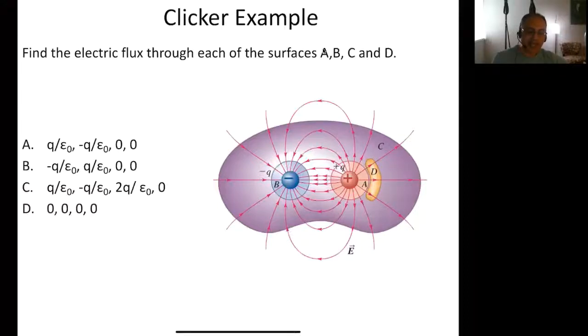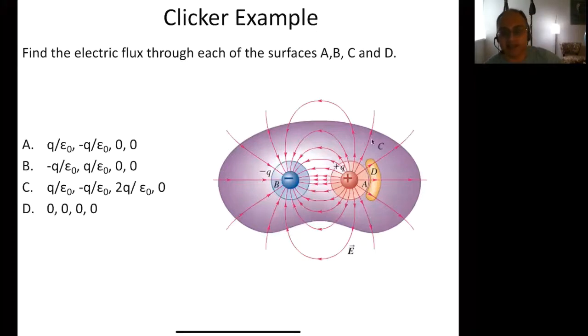So here I have a complicated charge distribution. In fact, I've got two charges, plus Q and minus Q, and they're surrounded by a variety of different surfaces, right? You have to find the flux through each of these surfaces, A, B, C, and D. So both of these charges are making up a rather complicated electric field, which is indicated by these field lines. And so you have to find the flux of the electric field through each of these surfaces, A, B, C, and D.